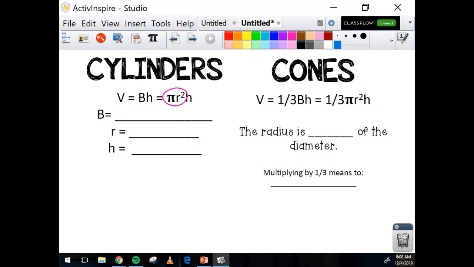That's how we find the area of our base in there. So this is going to be area of base, which is a circle. R is radius, and H is height of figure.